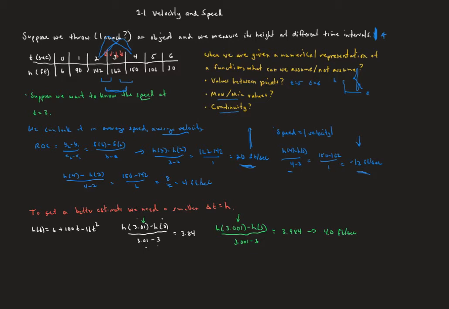So to kind of summarize, a velocity can be positive, negative, or zero. A speed is the absolute value of velocity, so it will always be greater than or equal to 0. So speed can never be negative.